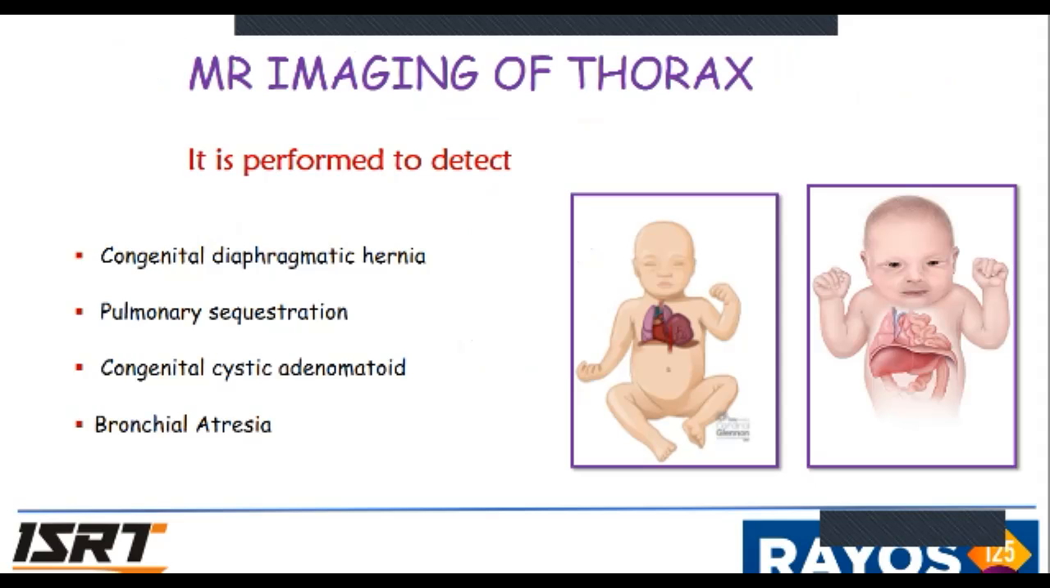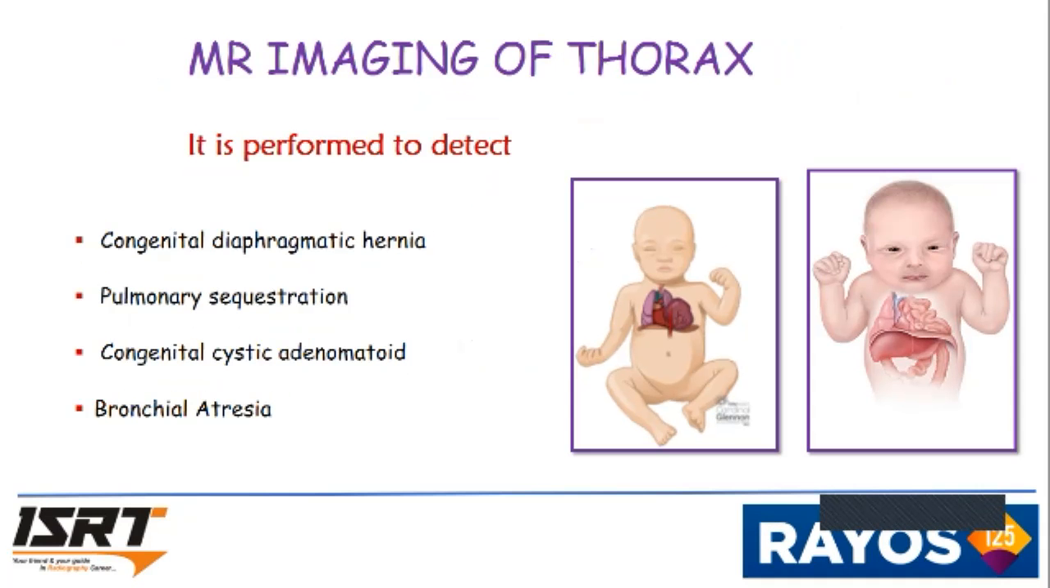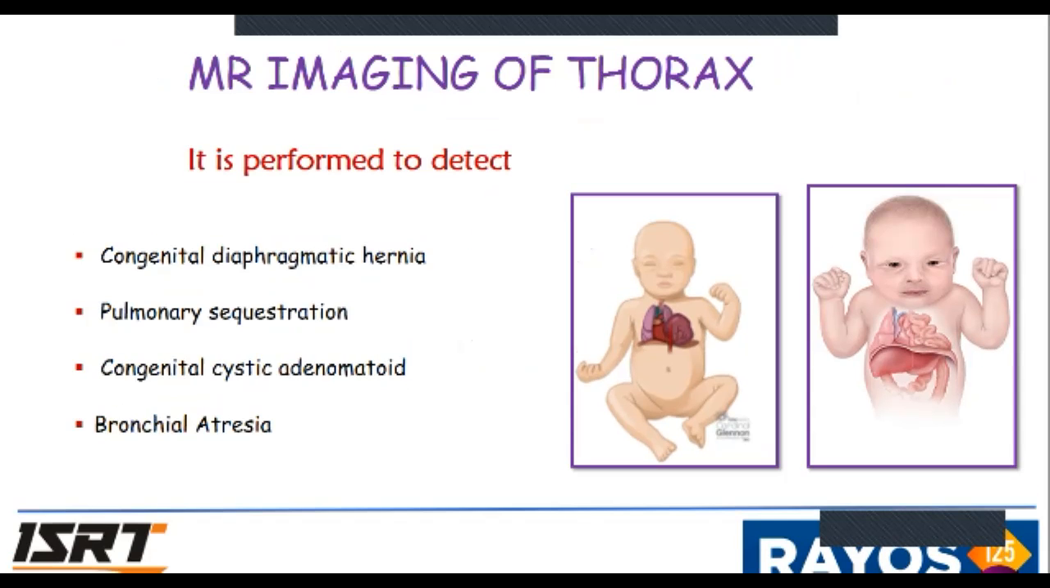Coming to the thorax, it is performed to detect congenital diaphragmatic hernia, pulmonary sequestration, congenital cystic adenomatoid malformation and bronchial atresia. Here, congenital diaphragmatic hernia: sonographic diagnosis is difficult because of the same echogenicity of the liver and lung, but it can be easily identified in the T1 weighted image on the MRI.